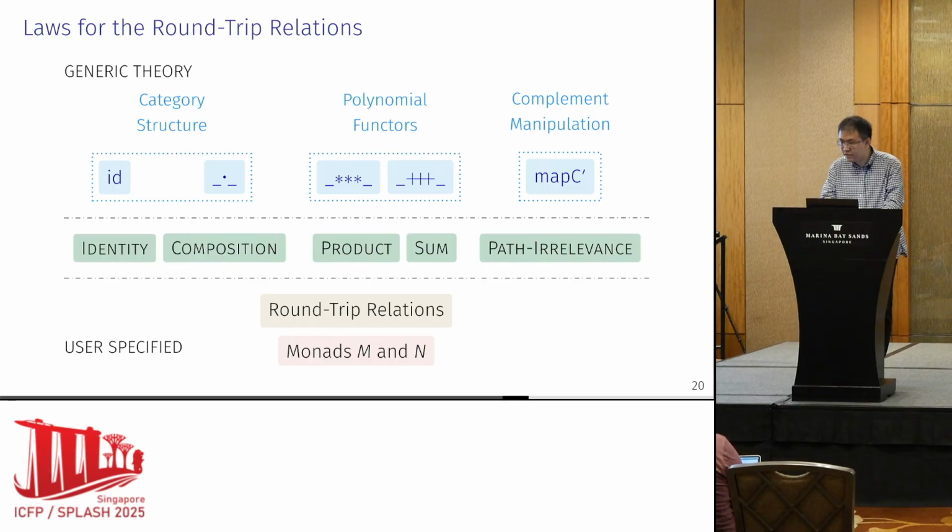So our solution is to specify a set of axioms, these 5 axioms, to bridge between the two lens. So as long as the round-trip relations the user specified satisfy these 5 axioms, all of our combinators would work.